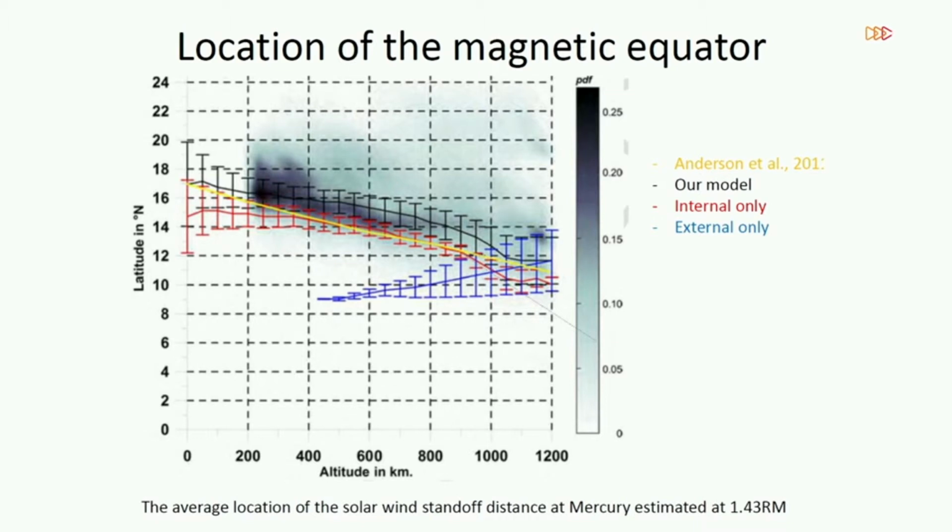What is interesting also is that the internal and external field seem to cross around 1,000 or a bit more than 1,000 kilometers, which is about 1.43 radius of Mercury, and it seems consistent with the solar standoff distance. So it also seems consistent here.